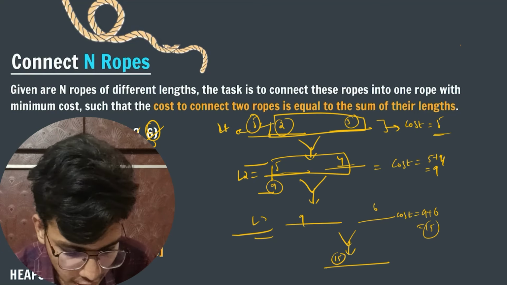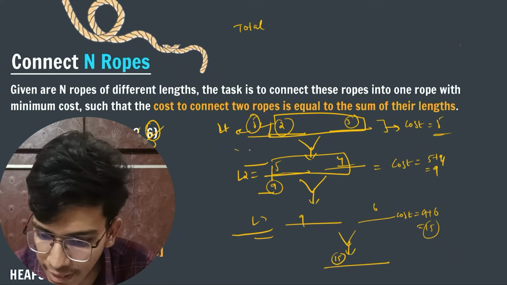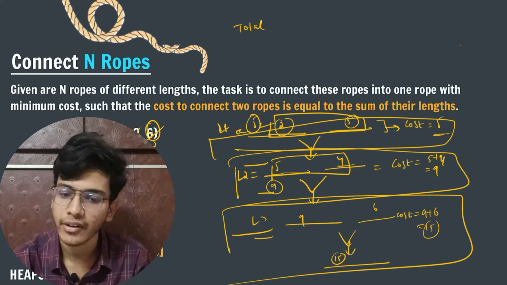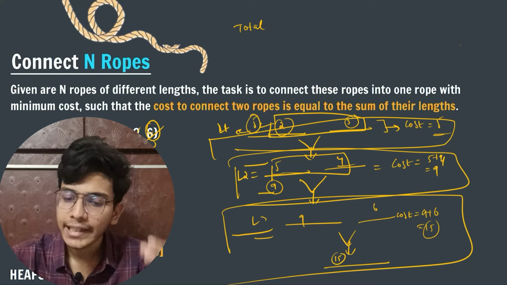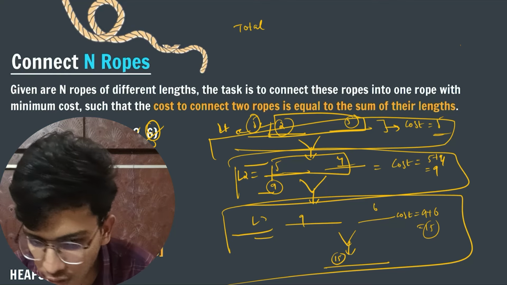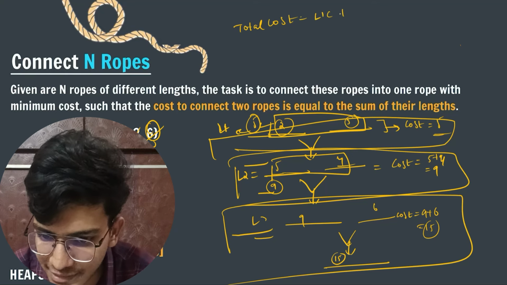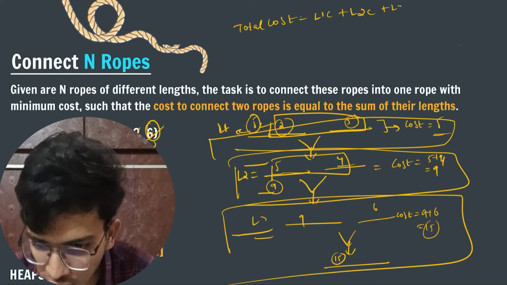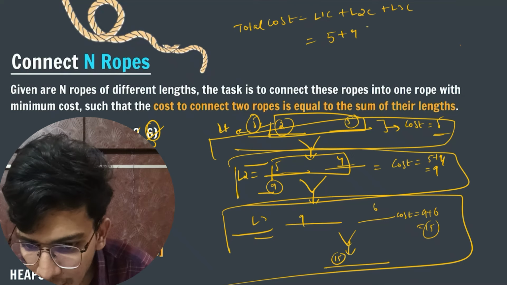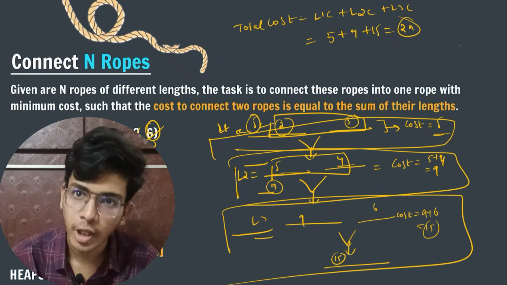To calculate the total cost, I have extracted the cost of each and every level, right? So to calculate the total cost, I need to add up all the level costs. Total cost is equal to level 1 cost plus level 2 cost plus level 3 cost. It means 5 plus 9 plus 15, that will give me 29, and this will become my total cost. I hope you have understood.